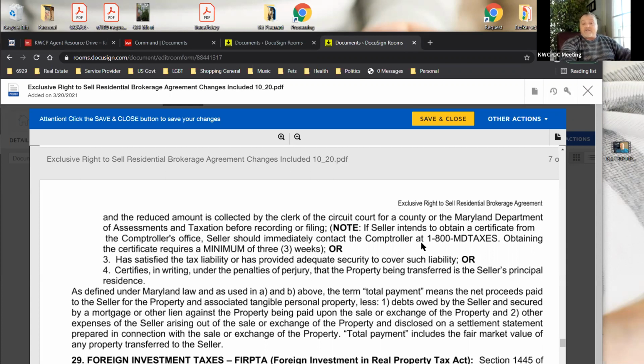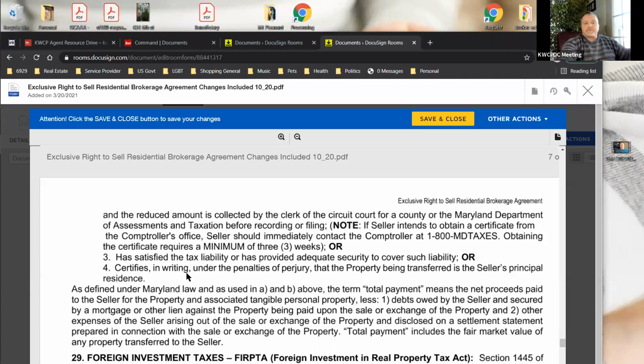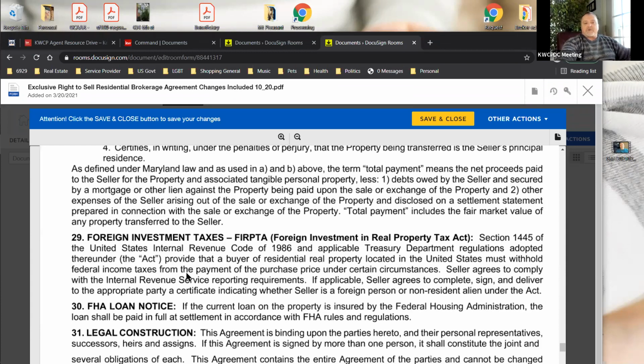So it is to everybody's interest, if you're taking a new listing and the owner lives out of state, that they contact this 1-800-Maryland-Taxes phone number when you take the listing so that they can take care of this tax and minimize that 8%. It could be less if they call this 1-800 number. All right. It's basically what it is.